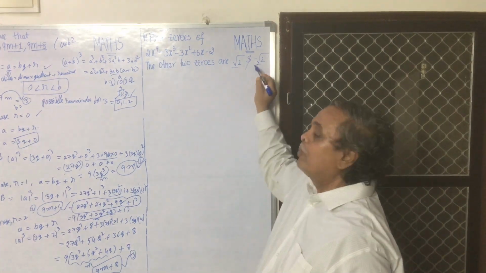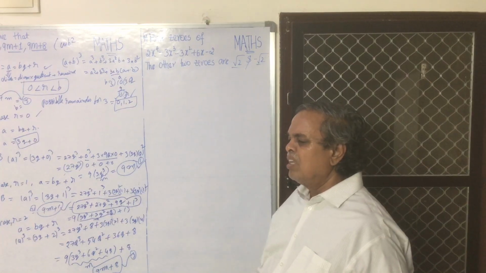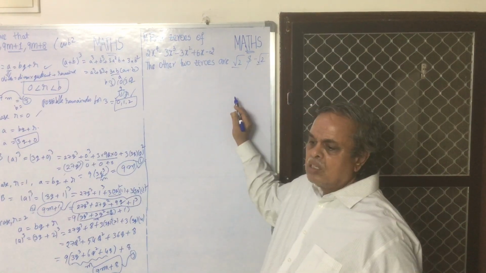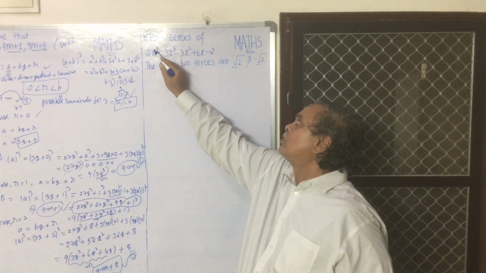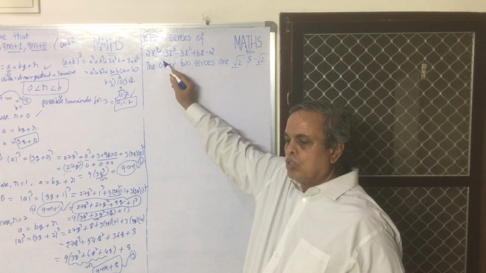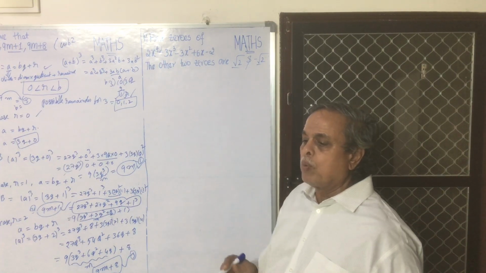Plus root 2 and minus root 2. What are these? Zeros. Zeros are given. But in this formula, there are 4 zeros. 2 to the power x to the power 4 means biquadratic polynomial.